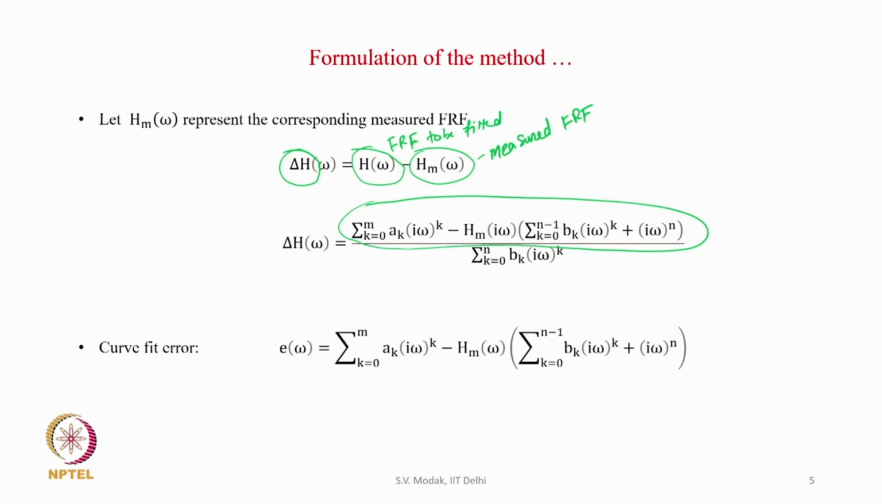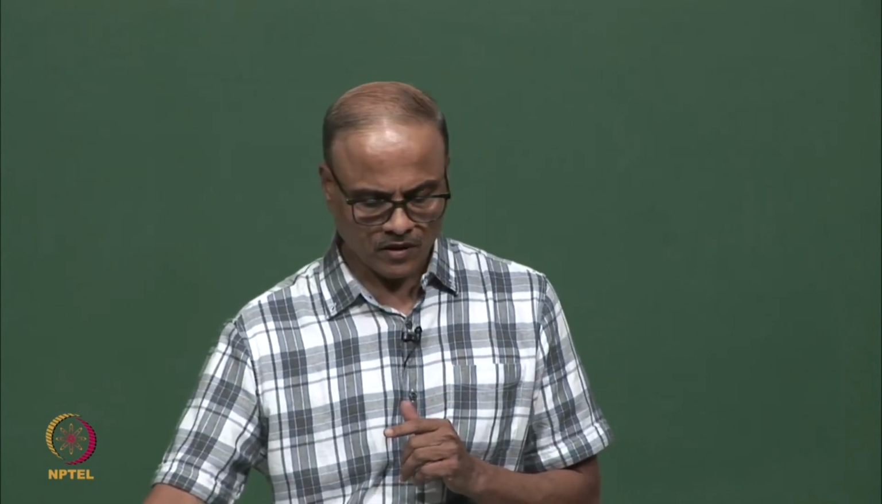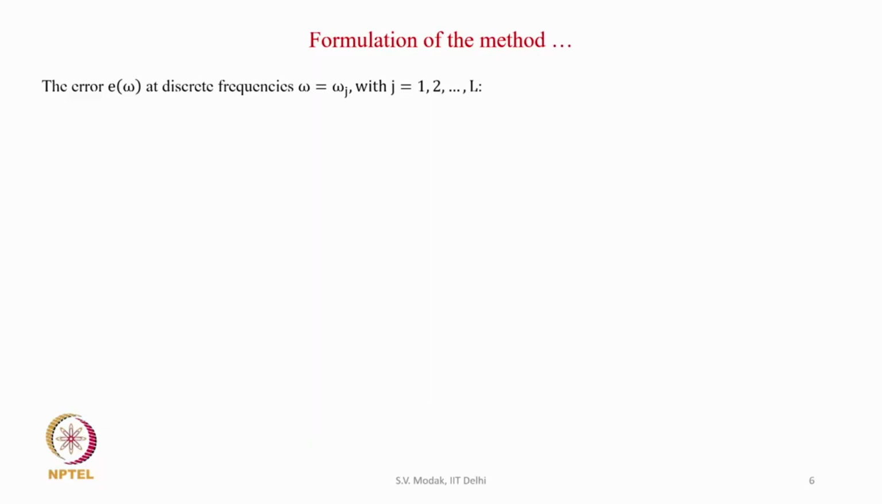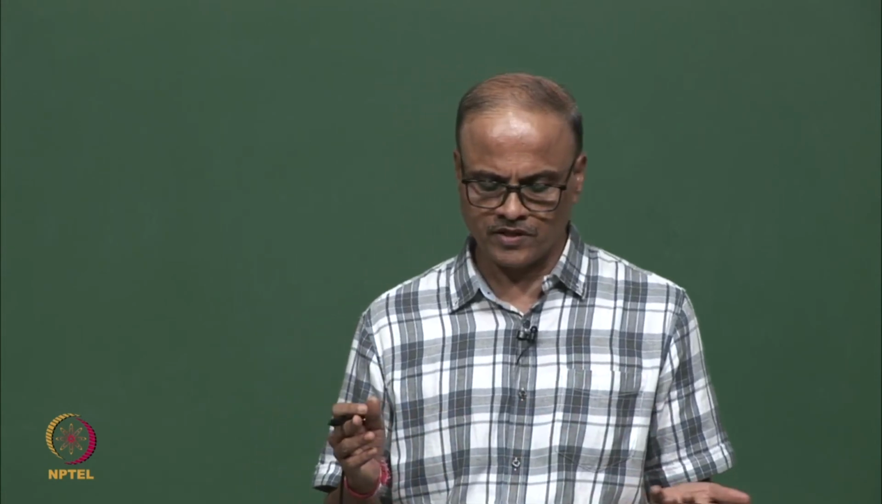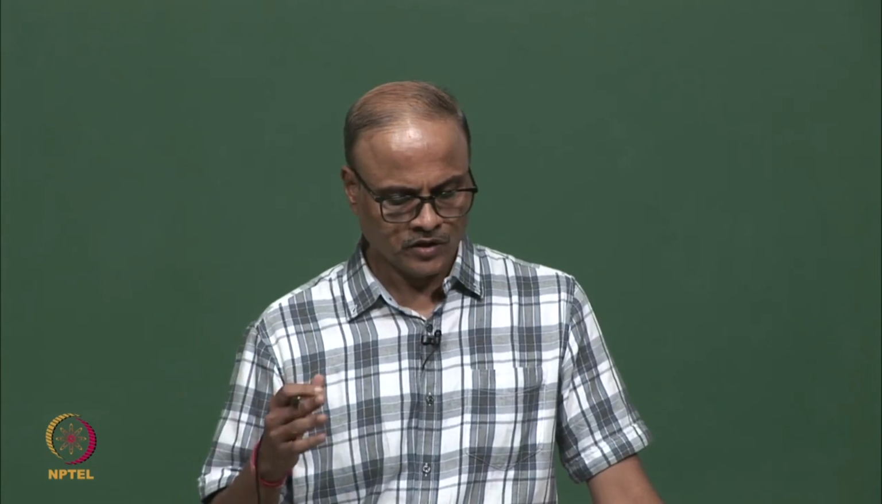So, now what do we do? We select now discrete frequencies in the selected frequency band at which we would like to force the error E to become 0. So, let us say we have L number of discrete frequencies that are chosen in the frequency band. Okay. So, we have chosen a frequency band and there are several discrete frequencies in that band, and we are selecting, let us say, L number of frequency points in that band, and let us say those frequencies are omega j, that is omega 1, omega 2 up to omega L.